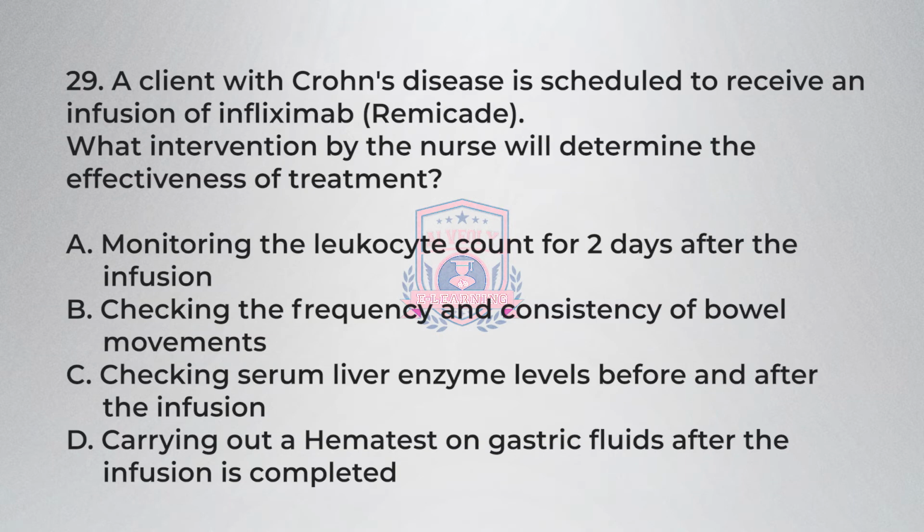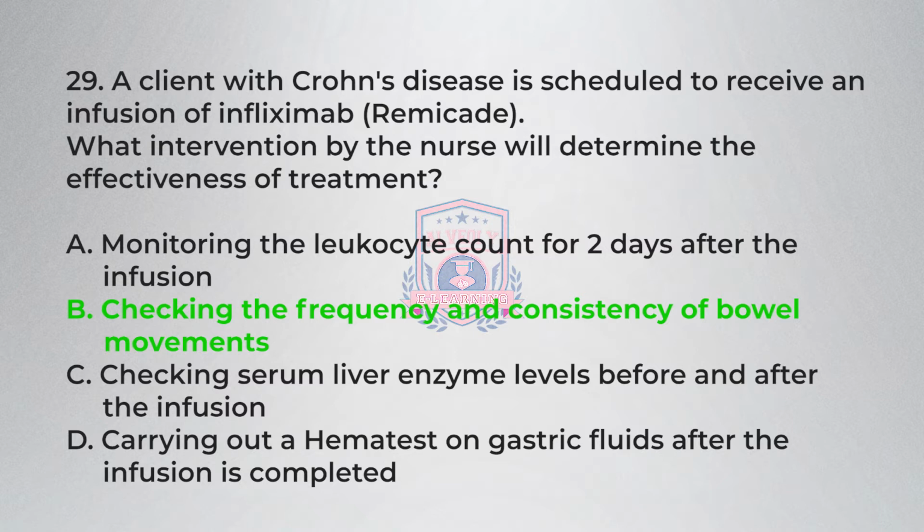Question 29. A client with Crohn's disease is scheduled to receive an infusion of infliximab, Remicade. What intervention by the nurse will determine the effectiveness of treatment? A. Monitoring the leukocyte count for 2 days after the infusion. B. Checking the frequency and consistency of bowel movements. C. Checking serum liver enzyme levels before and after the infusion. D. Carrying out a hematest on gastric fluids after the infusion is completed. Correct answer is B. Checking the frequency and consistency of bowel movements.